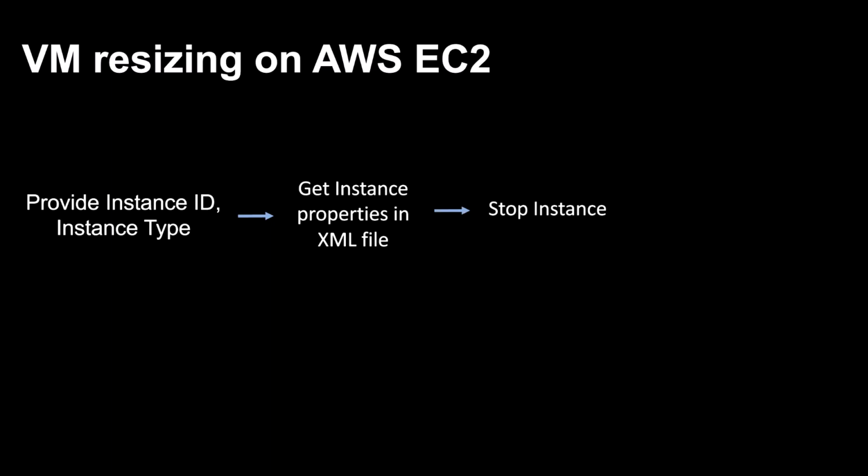I then stop the instance so that I can modify the instance attributes, in this case the instance type, and then I start the instance again. This is the flow I have captured for VM or instance resizing on EC2. You can modify the flow as per your optimization needs. Now let me show you the workflow in AutomationEdge Process Studio.